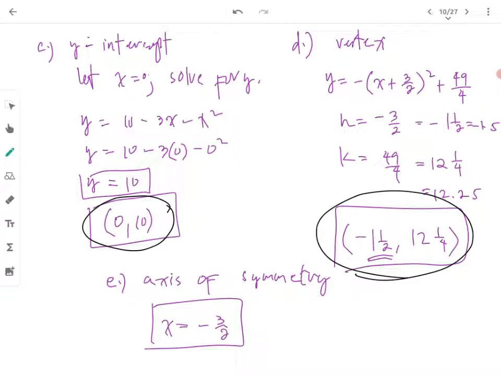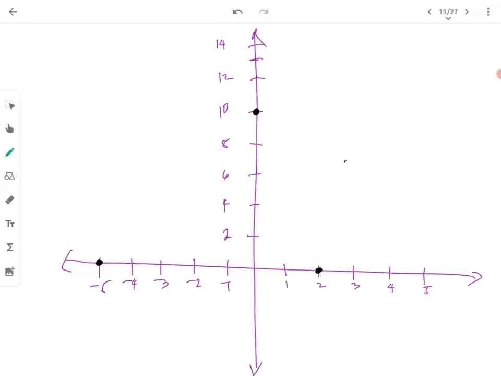Negative 1 and 1/2 meaning to the left, negative 1 and 1/2 here, then go up to 12 and 1/4. This is 12 and 1/2, this is 12 and 1/4. That's somewhere here. The point is here. So that's negative 1 and 1/2 and 12 and 1/4. So the axis of symmetry is just the line, draw a line intersecting that vertex.